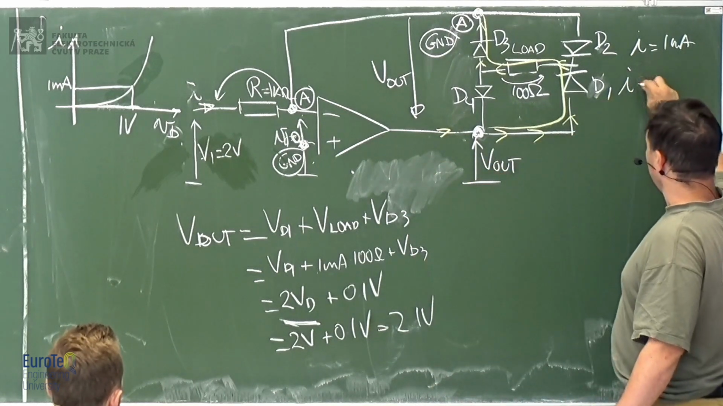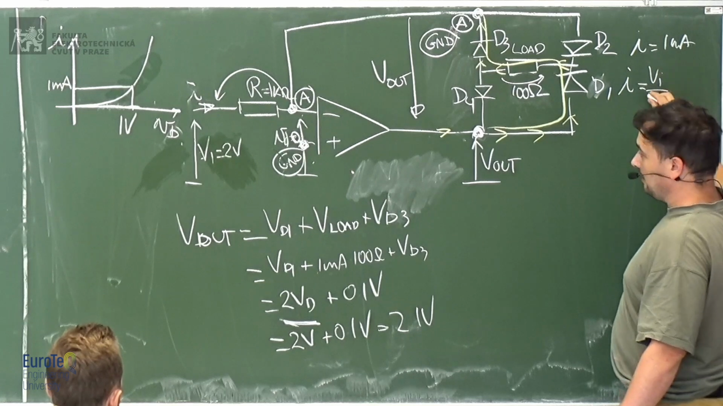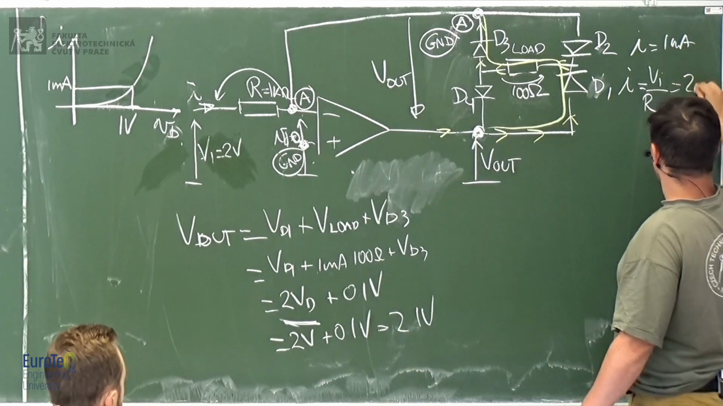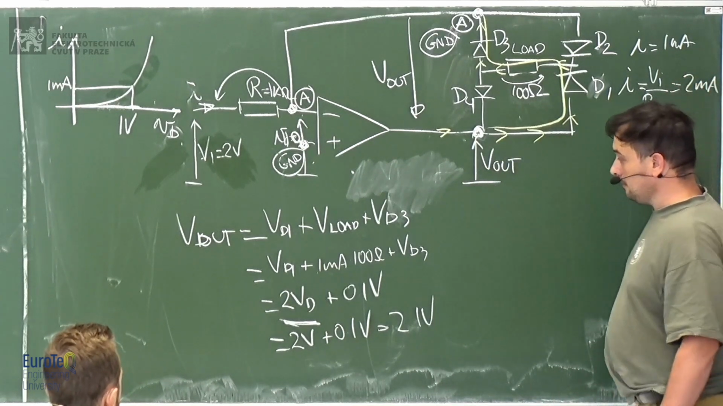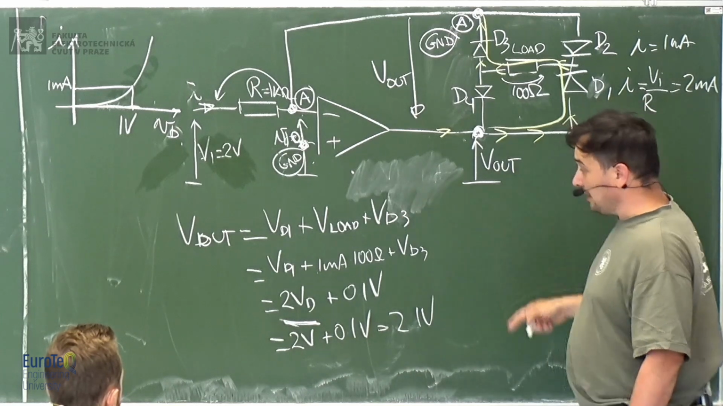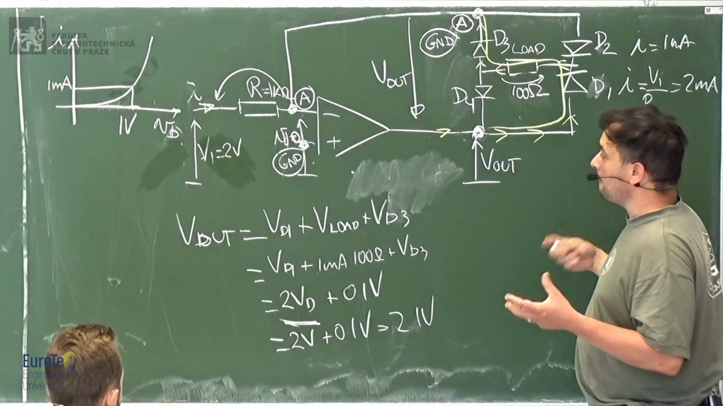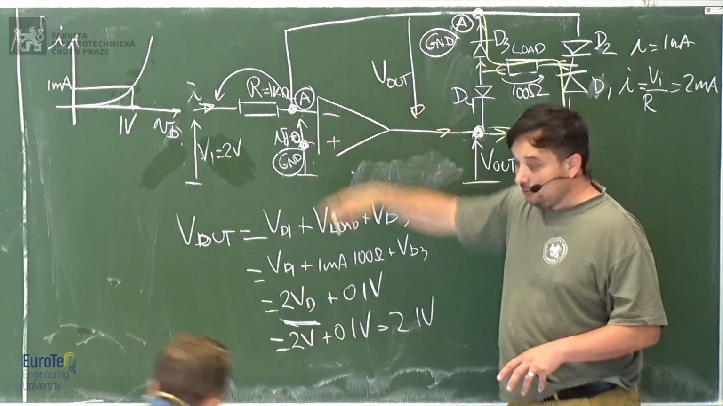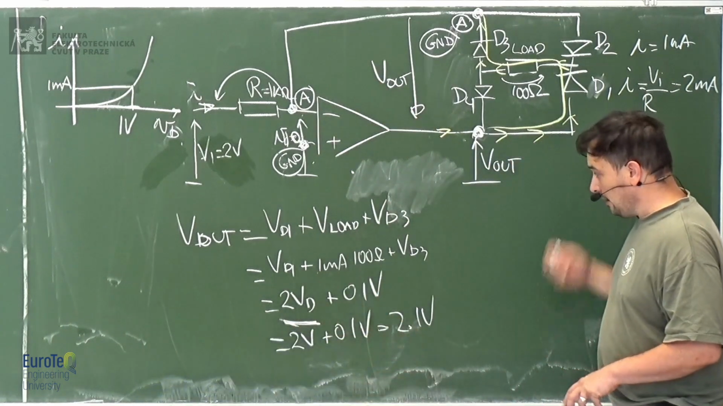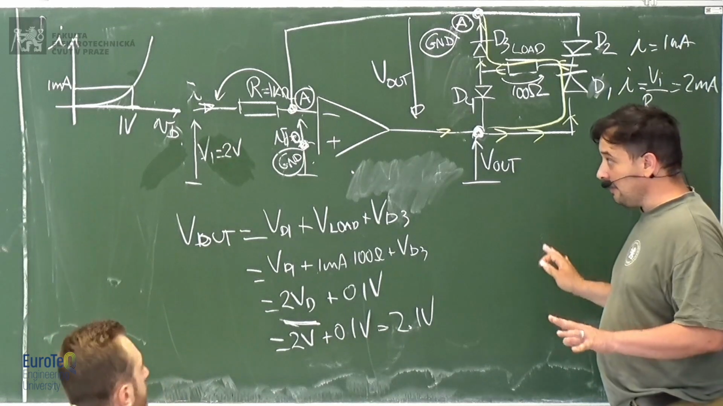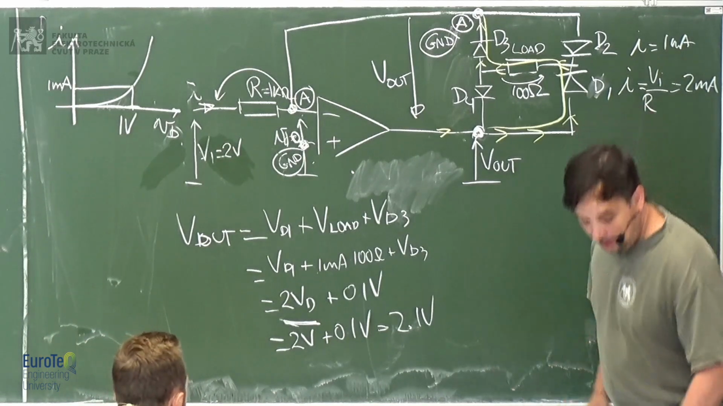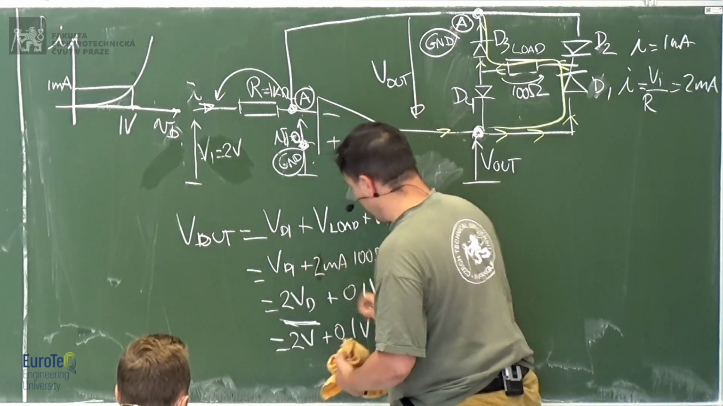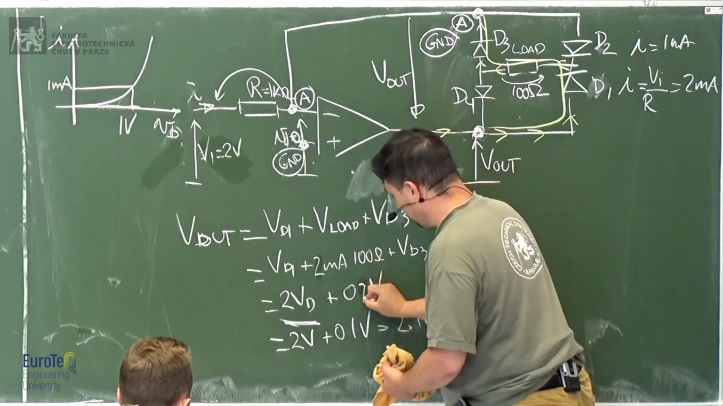Don't forget that the current is V input divided by the resistor. This resistor is 1 kilo, so 2 milliamps. Then let's watch what's the output. Remember, the operational amplifier will try to generate an output voltage so that these rules are respected and fulfilled. All works fine. Which means that now I have 2 milliamps, which becomes 0.2 volts.